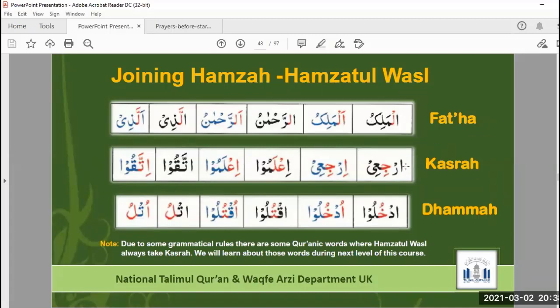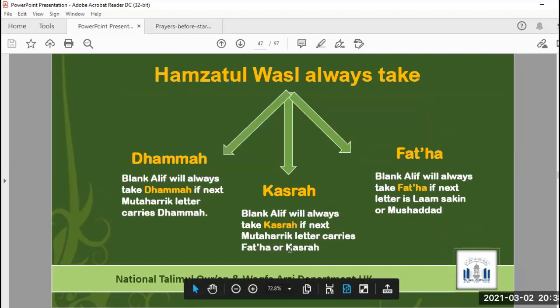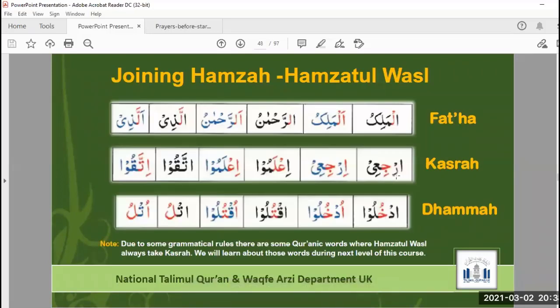If alif is followed by no lam, then you need to look at the first mutharak letter. Look, alif is blank. This is Hamzatul Wasl. The word is starting with a blank alif. The next letter is ra, but this ra is not mutharak, so we will go next. Next letter is jim. This is mutharak because jim carries kasra. So we learn the rule here: if the next letter carries fatha or kasra, then alif will always take kasra. So we will say irji'i. This Hamzatul Wasl will take kasra.